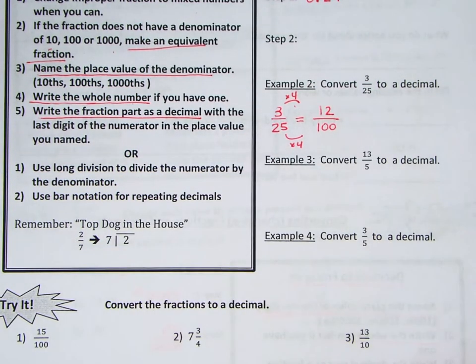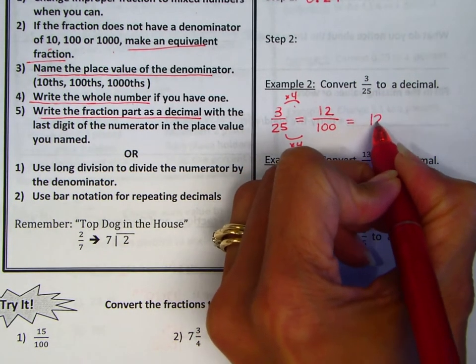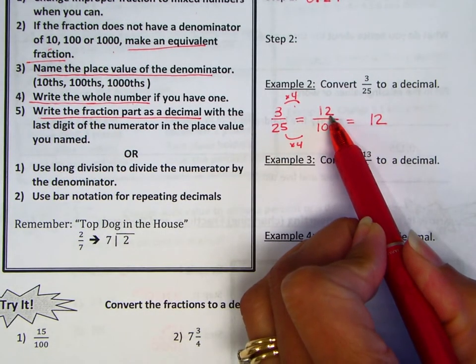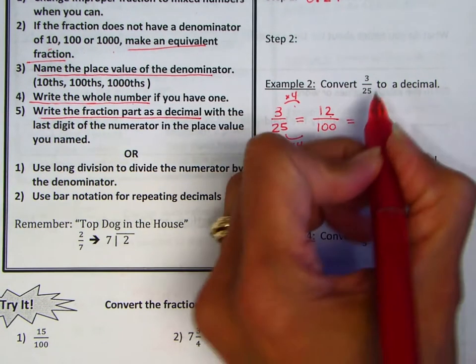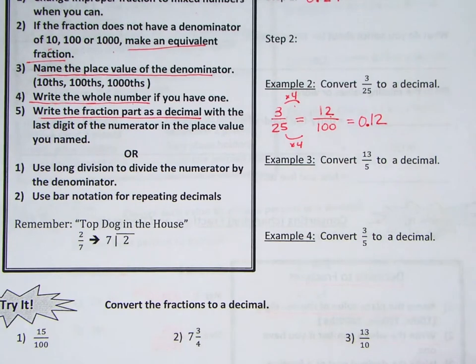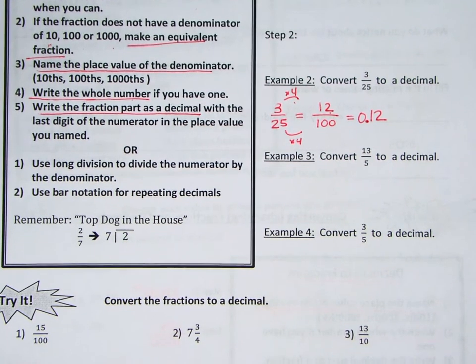Notice how I said that, 12 hundredths. So I can write that 12, and I want that last number to fall in the hundredths place. That is 12 hundredths. It takes a little bit of practice, but that's what we're going to do in class. So let's look at an improper fraction.